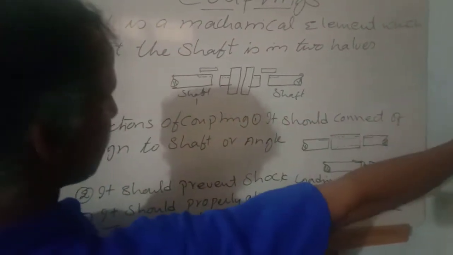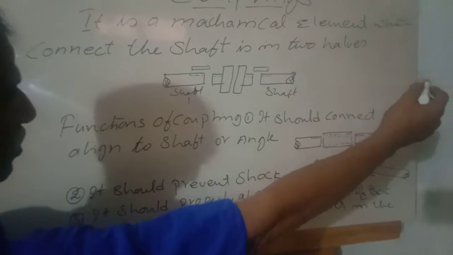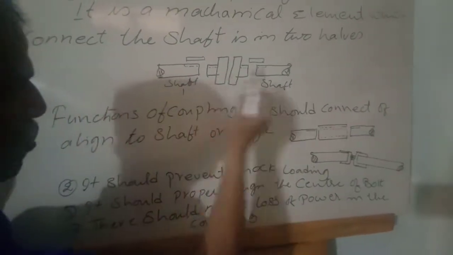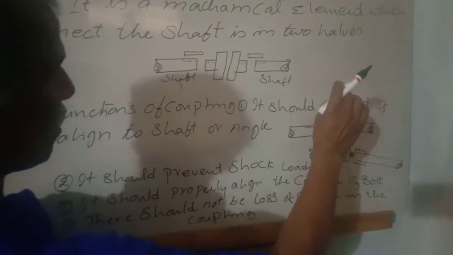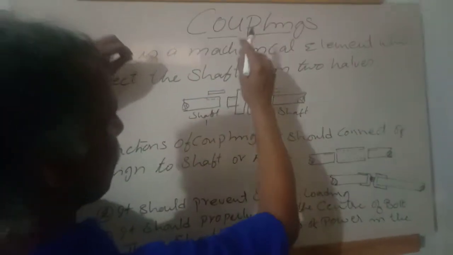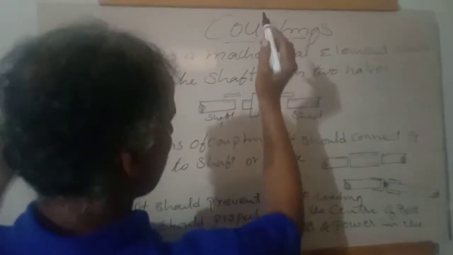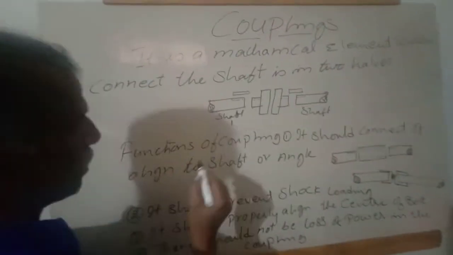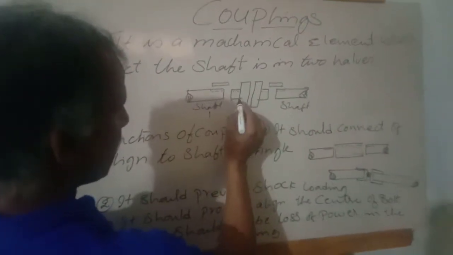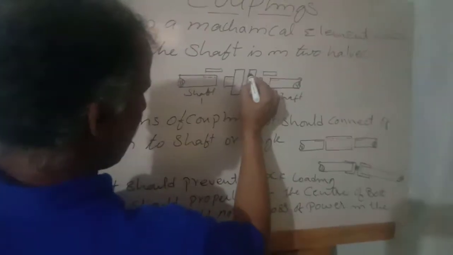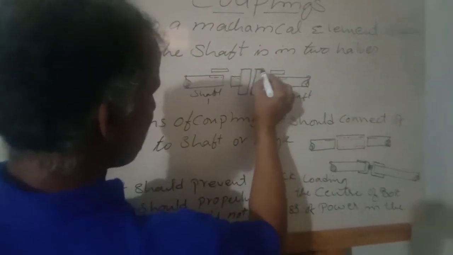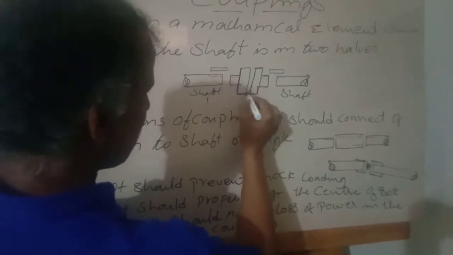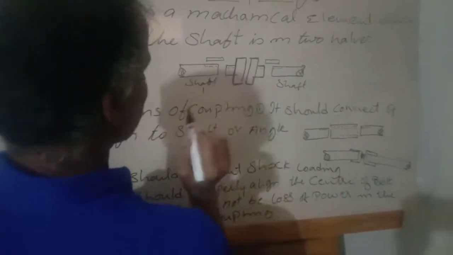So actually the length of the shaft is 5 meters. They made 2.5 meters and 2.5 meters, and it has to be made a single piece with the help of a joining element called a coupling. This coupling is coupled with it. This is a flange coupling.